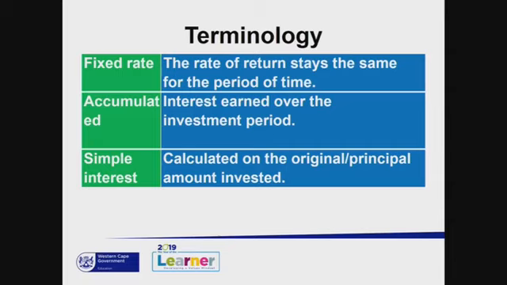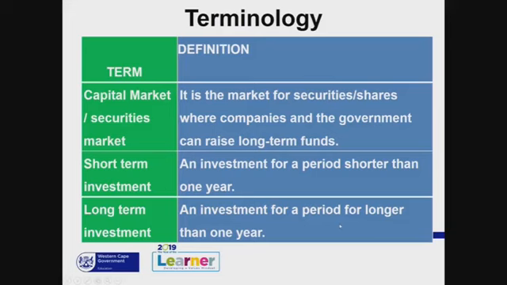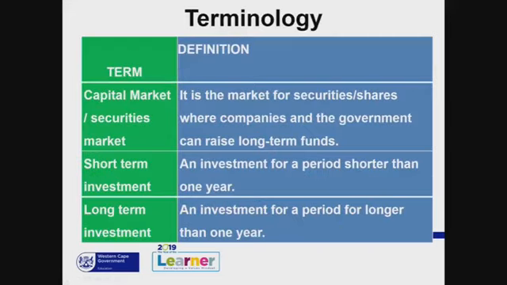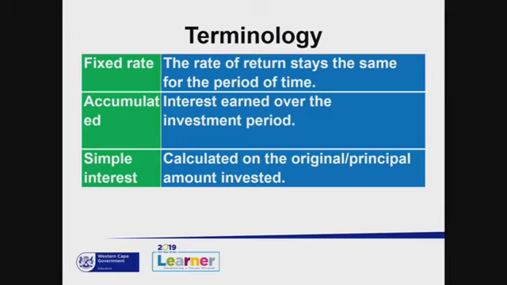Simple interest. What is that? Accumulated means interest earned over the investment period, so it builds up, it adds on. And then we have simple interest, which is calculated on the original or principal amount invested. We're going to come to that with the calculations.